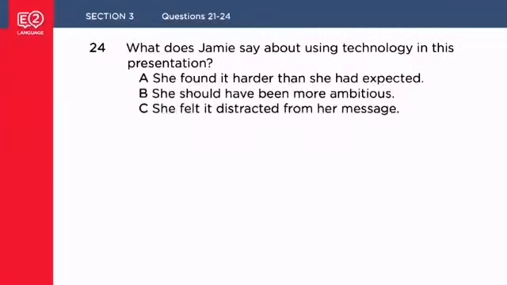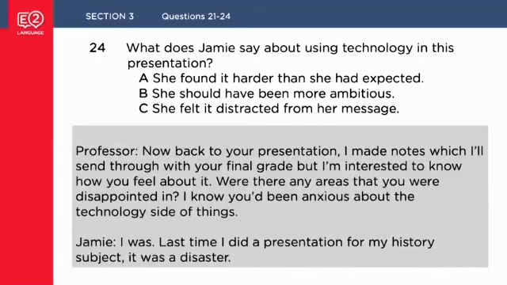24, what does Jamie say about using technology in this presentation? A, she found it harder than she'd expected, B, she should have been more ambitious, or C, she felt it distracted from her message. Really key word in the question here is this presentation, because Jamie talks about a presentation she did before for history and compares it to this presentation. Here is the script. Read through, look for the answer and the two distractors.